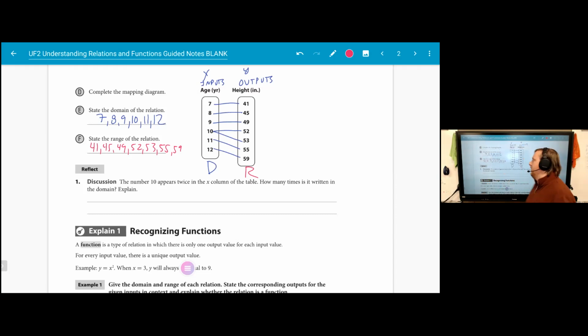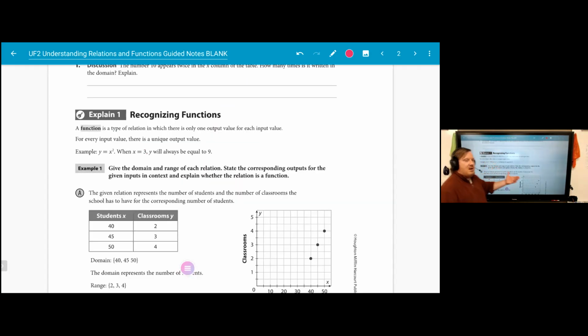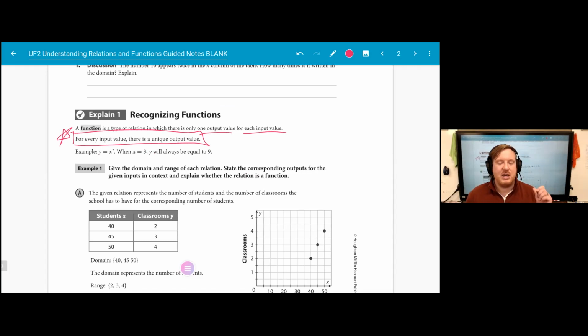So this target is understanding relations and functions. Well, what's a function? A function is a type of relation. So relations and functions are related, right? A function is a type of relation where there is only one output for each input. So again, this right here, highlight it, square it, do what you got to do, put a little star next to it. For every input, there is a unique output value. We're going to talk about what this means as we move forward here.